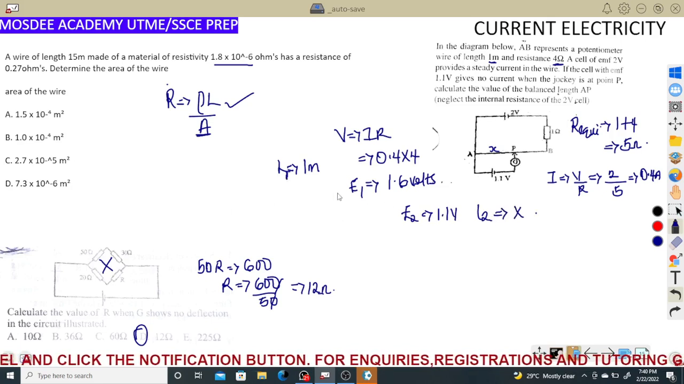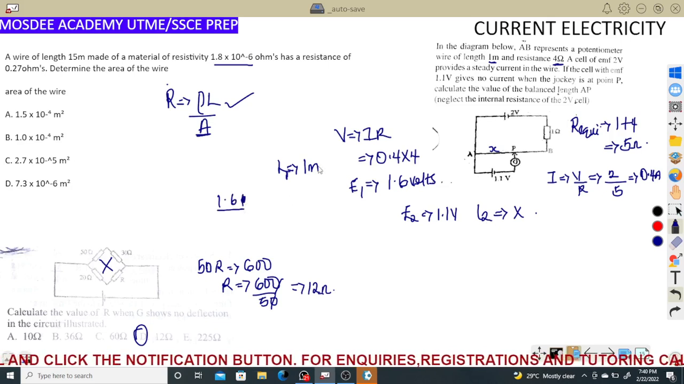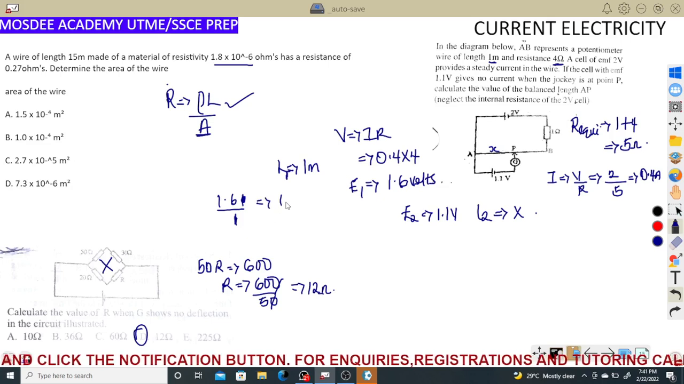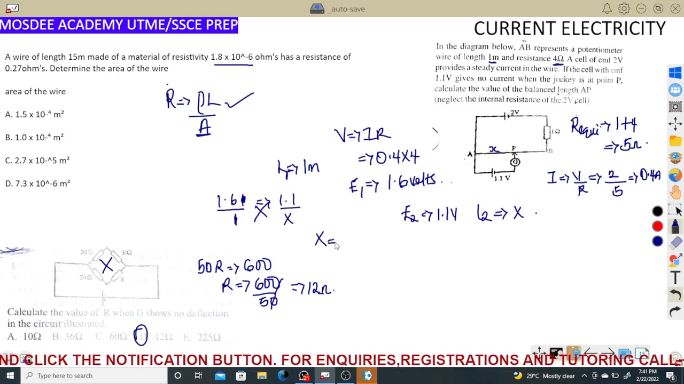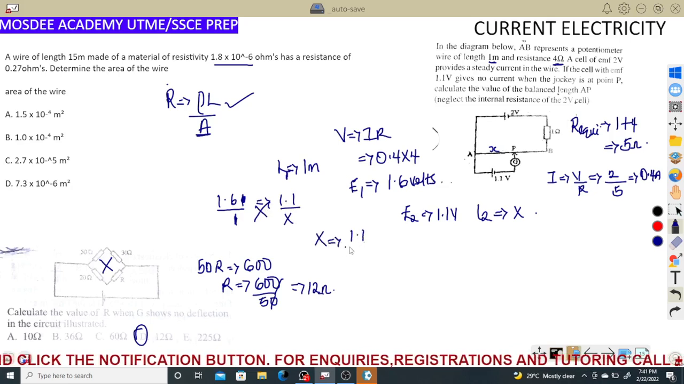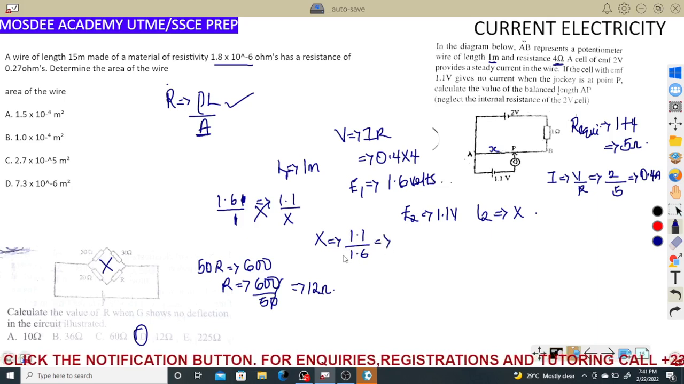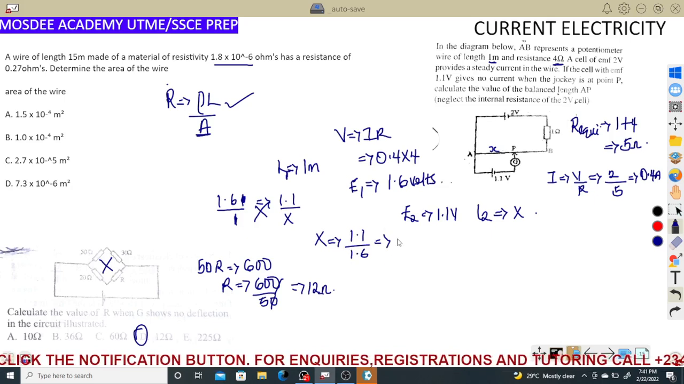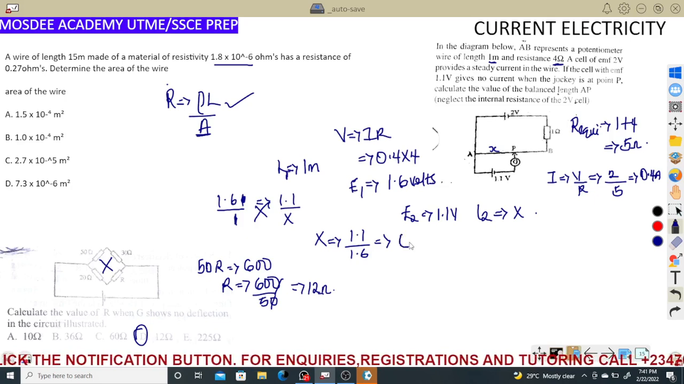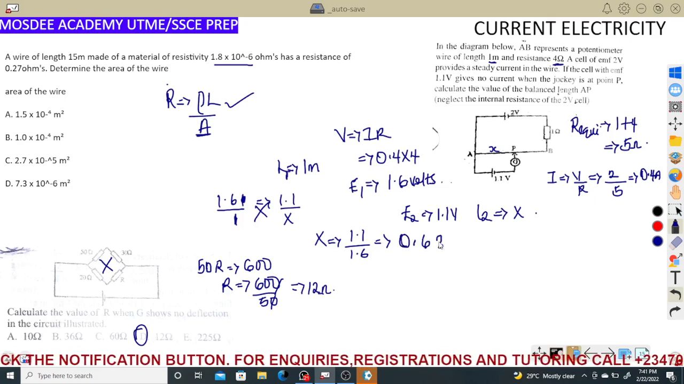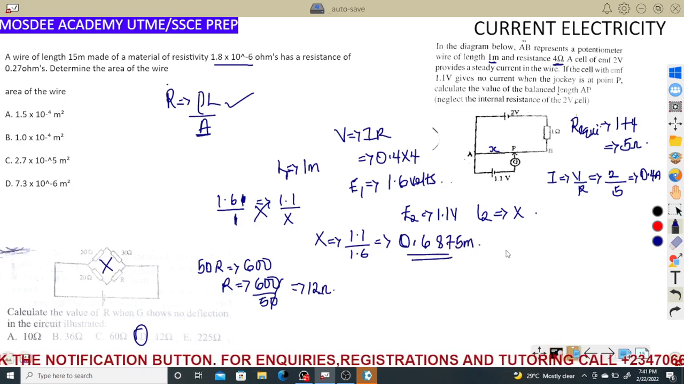So now let's do that from what we have studied. We know that 1.6 over 1 must equal 1.1 over X. I cross multiply. X will be equal to 1.1 divided by 1.6. I don't have a calculator. Dear students, 1.1 divided by 1.6, the answer should be, I don't know. Somebody is helping me. Okay, fine, thank you. 0.6875 meter. So guys, that is the answer. You can convert to centimeter if the options are in centimeter.